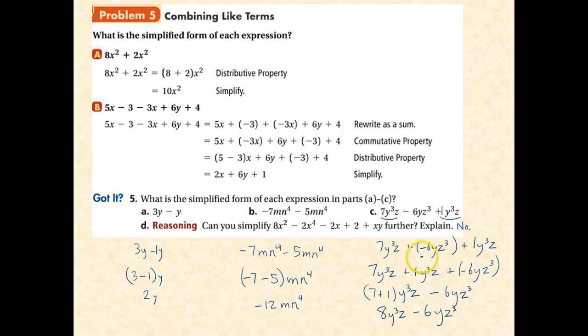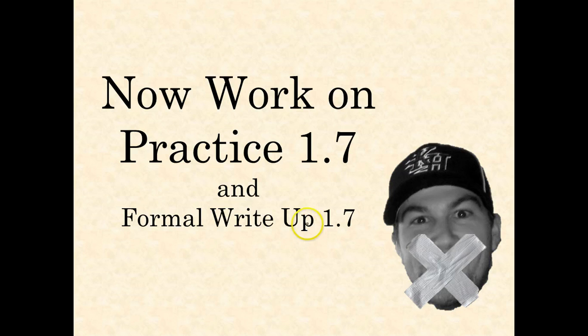Alright, we're done with lesson 1.7. Work on the practice problems for 1.7. You've got the answers to know if you're doing them right. Make sure you do those before you try taking any quizzes and before you do the formal write-up. But you know you need to get clearance after your formal write-up to take the quiz anyway, don't you?